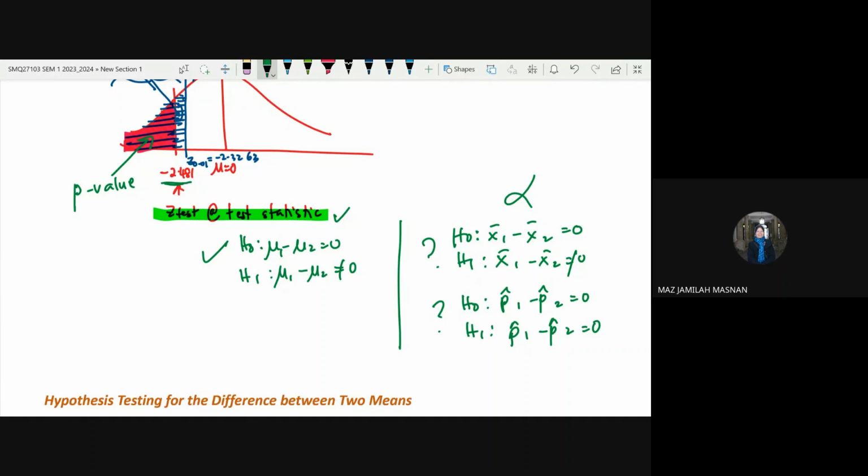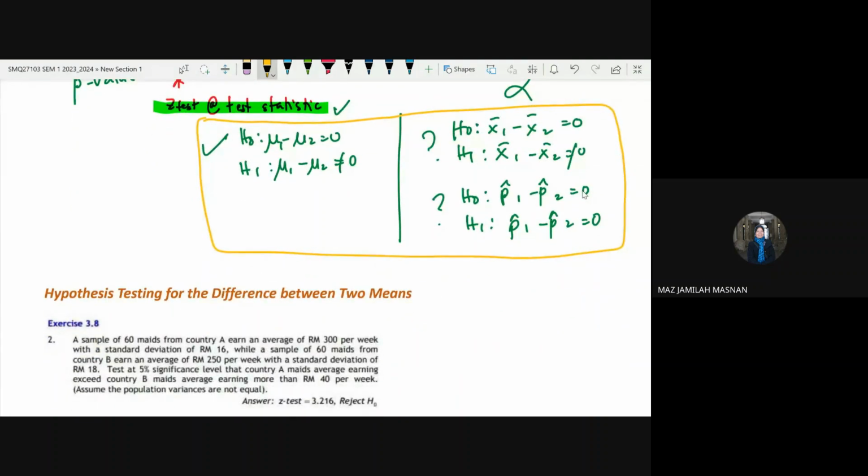Go back to the big topic of chapter 3. What is the topic of chapter 3? Relate to the topic. Anybody? Conclusion about population using sample. Yes, yes. Go back to our storyline.